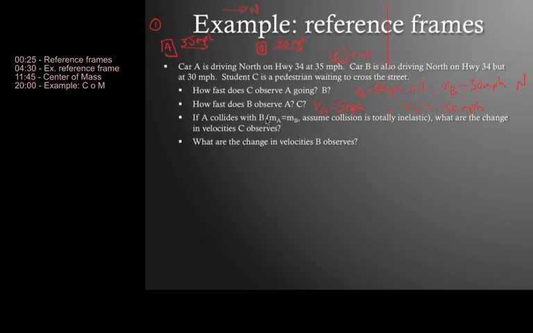So now car A collides with B. Let's assume their masses are equal. We have a totally inelastic collision. This makes our math a lot easier. What are the changes in velocities that C observes? Let's go ahead and do this problem right here.